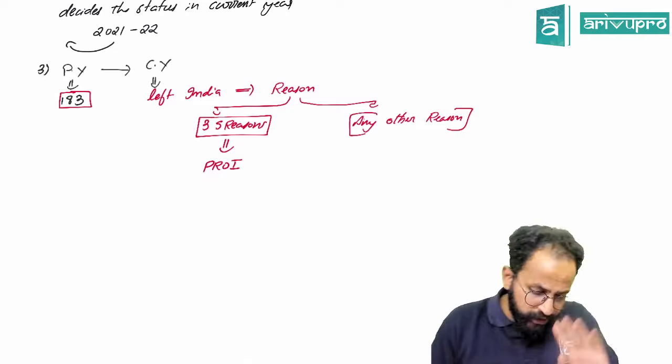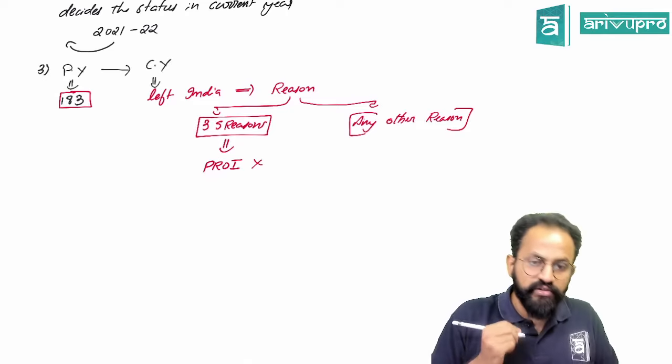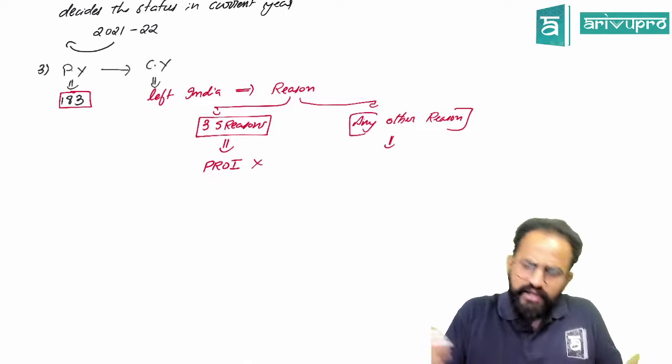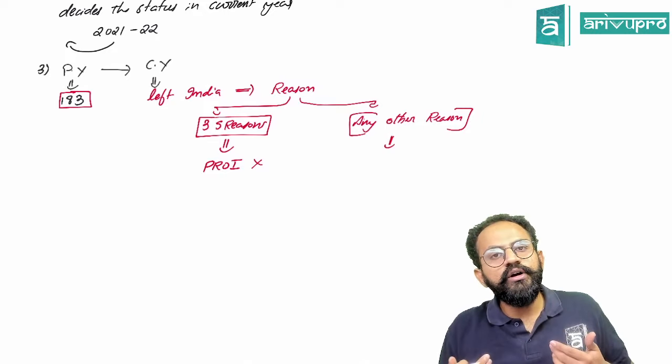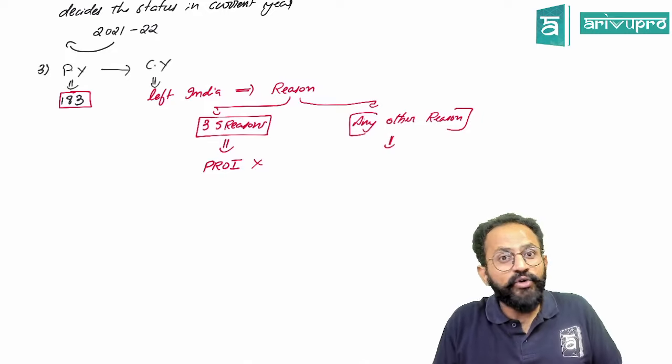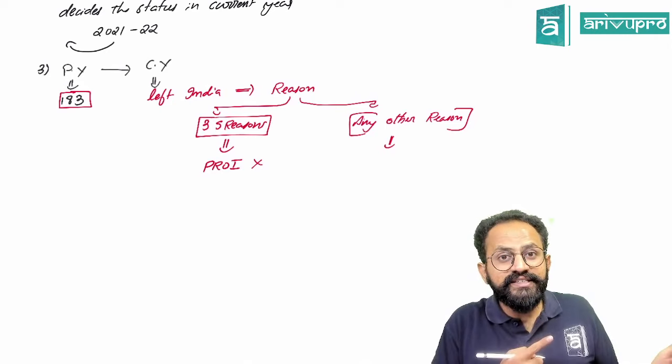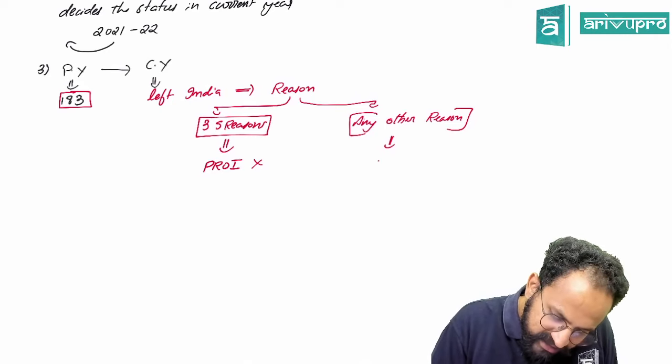Okay, sir, I did not go for these three reasons. I went out for some other reason. If you went out in the current year for any other reasons apart from these three reasons, you will be considered as PRI.